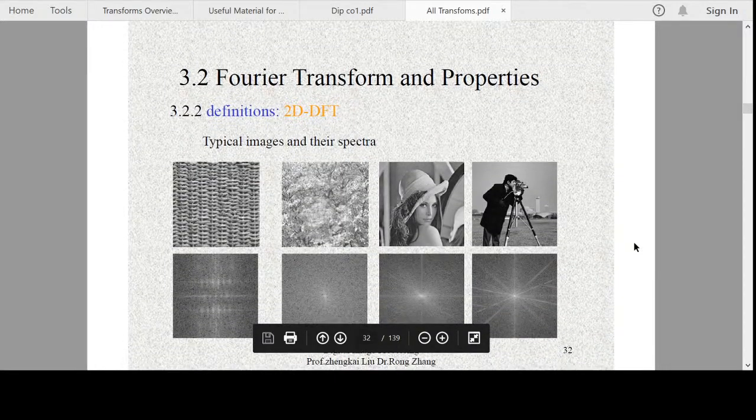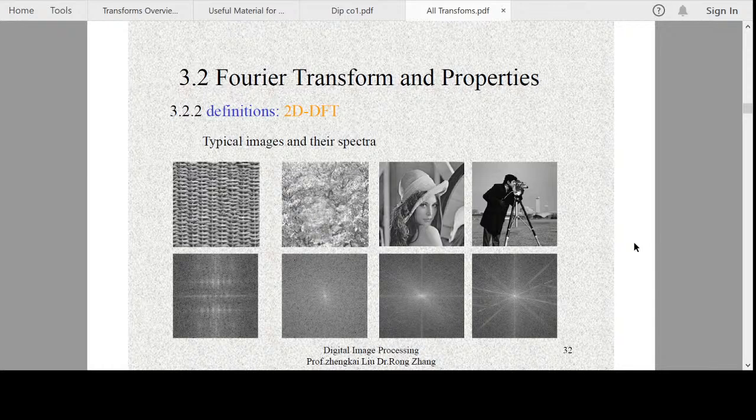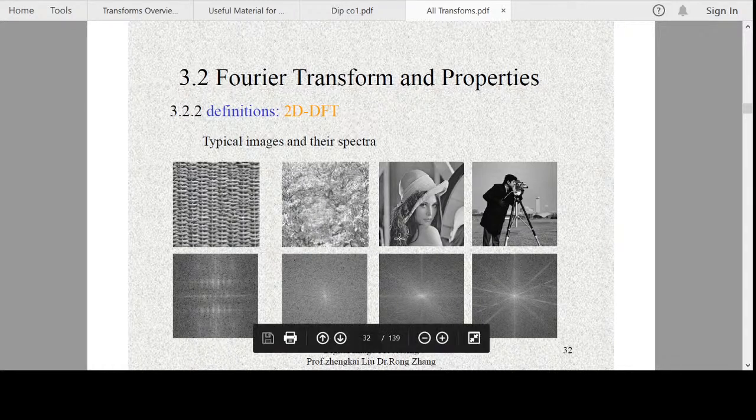And you can see, from typical images, the textbook will have these images and their different DFT spectra. We can do this in MATLAB. Simple MATLAB functions will give you a spectrum. The corresponding image will have a spectrum like this.